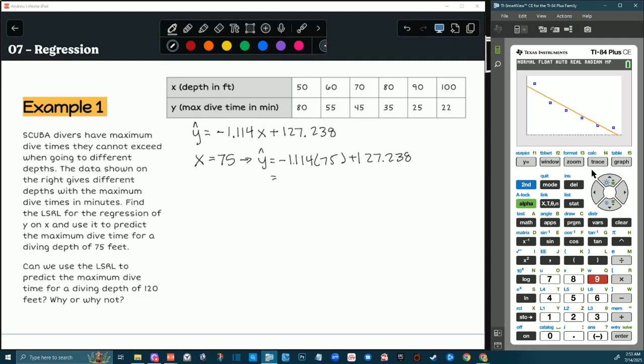The other thing that I can do is second calc, and I go value, and I input an input of 75, and you'll notice it puts me on the line, and it tells me y is 43.688. So I have a suspicion that this is going to be 43.688, but I'm going to check it by going back to our home menu and doing the algebra.